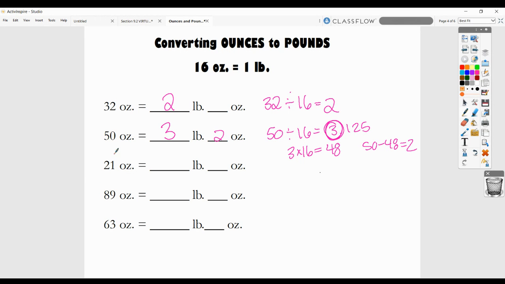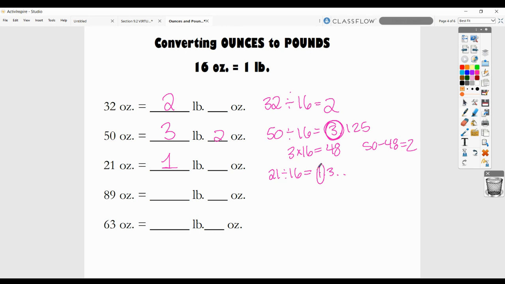Let's try another one. 21 ounces, okay? For 21 ounces, I'm going to take 21 and divide it by 16 in my calculator, so I can show you the decimal. Remember, we're just looking at the whole number. Divided by 16, I get 1.3 something. So I'm just looking at the whole number. That means it goes in one time fully and some extra.